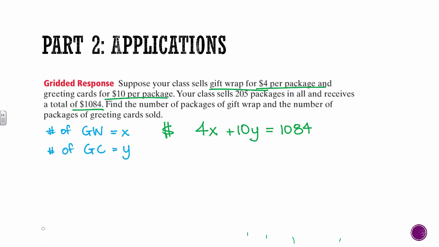And now let's come up with our other equation. This is the total number of packages. So however many greeting cards plus however many gift wrap packages has to total 205. And then you should be able to solve this using any method of your choosing and get x and y out. I'm going to have you do this as your can you prove it problem. Figure out the number of each.